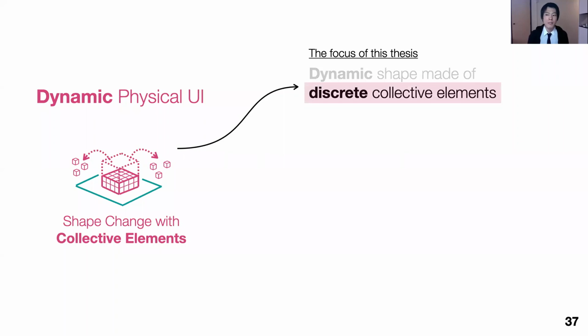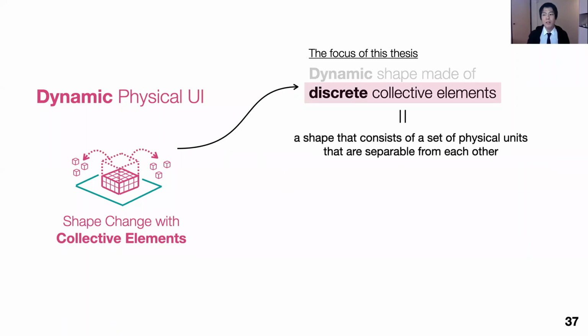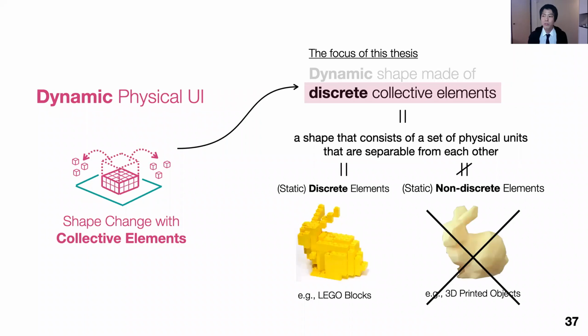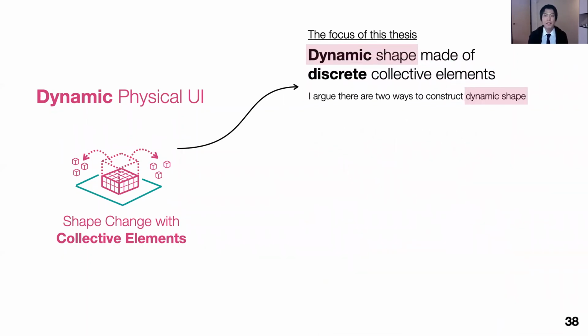Discrete collective elements means a shape that consists of a set of physical units that are separable from each other. So, if you think about a static physical object, Lego blocks could be discrete collective elements that construct a shape, as opposed to a 3D printed object, which consists of continuous, non-discrete material. But here, the focus of this thesis is a dynamic shape made of dynamic discrete collective elements.